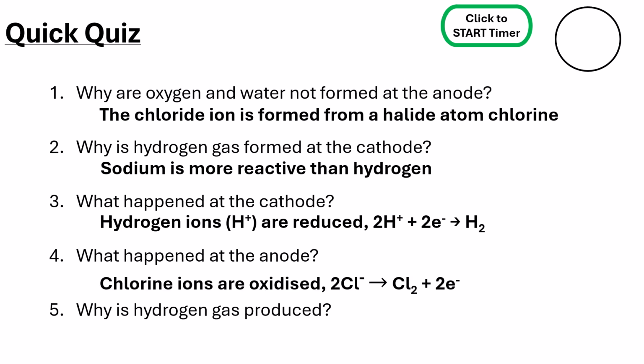At the anode, the chlorides are oxidized because the chlorides are having their electrons removed, and we need 2 chlorides so that we form the Cl2 gas. And why is hydrogen gas produced? Because the sodium is more reactive than the hydrogen.